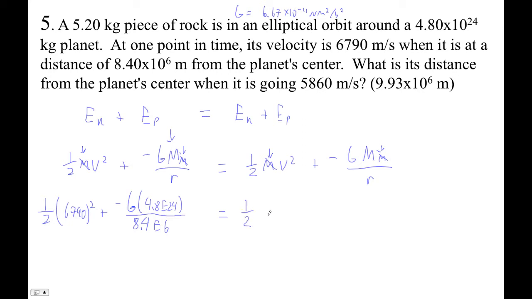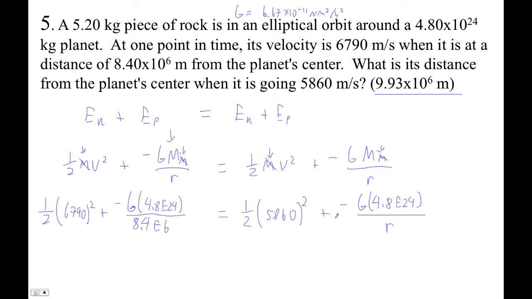So 1/2 times 5860 squared plus negative G times 4.8 e24 divided by r. Now we're trying to find that r, from the planet's center. All right, let's see if we can get this.